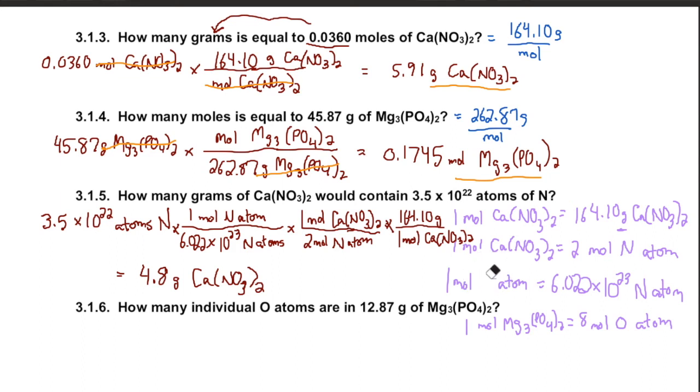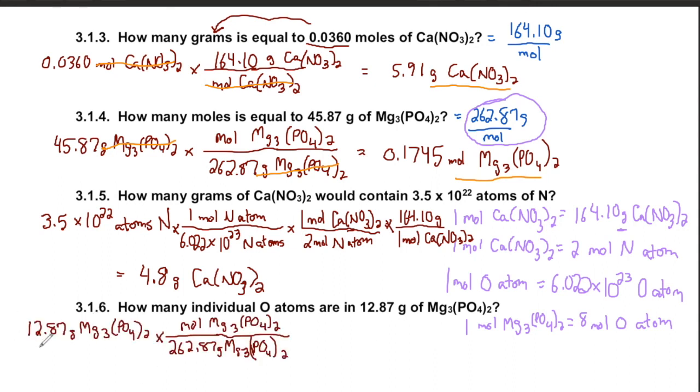So this next problem as well involves individual atoms of things. So I'm going to go ahead and take a little shortcut and replace this nitrogen with oxygen. So 1 mole of oxygen atoms is Avogadro's number of oxygen atoms. Also, with this formula, magnesium phosphate, 1 mole of magnesium phosphate units would have 8 moles of oxygen atoms in them. And then the third relationship we need is the molar mass of magnesium phosphate.